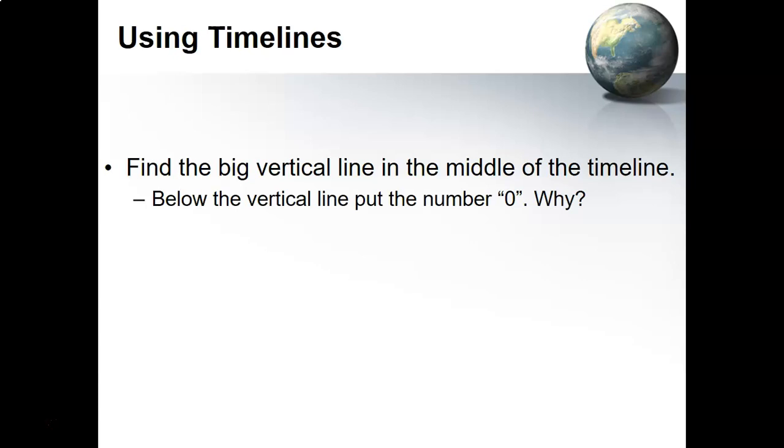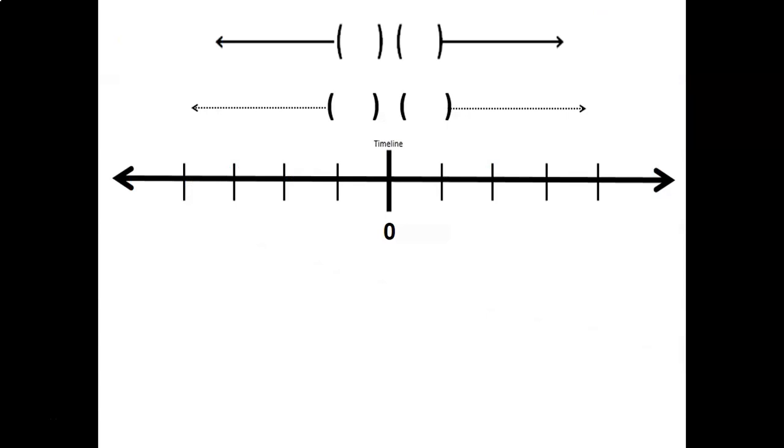Underneath that big line, write the number 0. But when you do that, I want you to think about what exactly does that mean? So it's going to look like this when you put that 0 there. Why do we put our 0 there? Well, in our tradition, that is the time of Jesus.